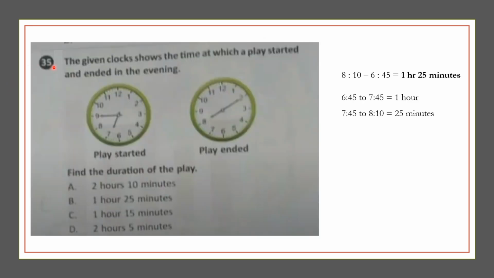Question number 35. The given clock shows the time at which a play started and ended in the evening. Find the duration of the play. So the start time is 6:45 and the end time is 8:10. So 8:10 minus 6:45 equals 1 hour 25 minutes. So our answer is option B.